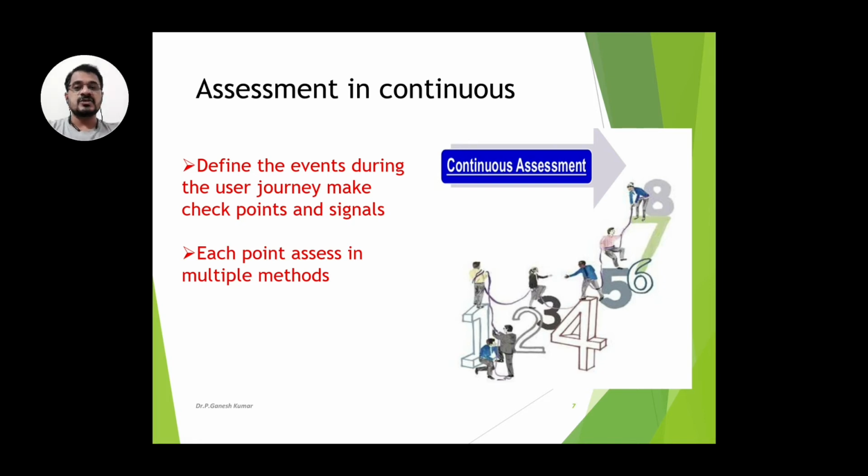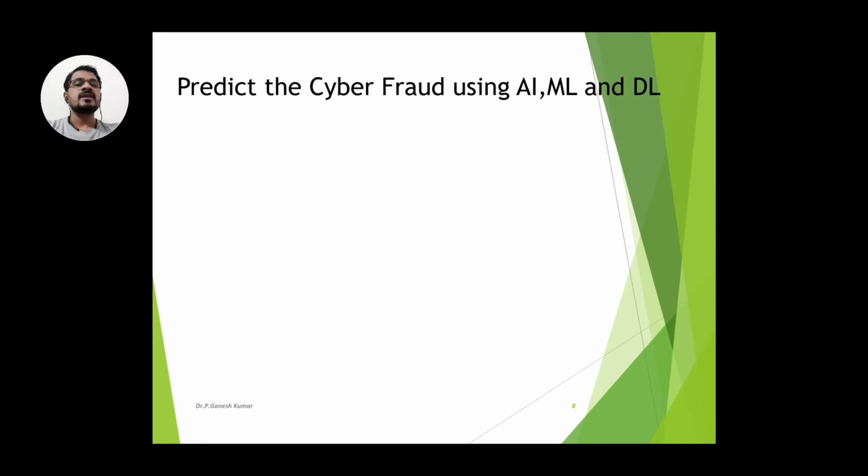In that way, we need to make multiple levels of continuous assessment, as well as evaluate the trustability in the system. This is what Gartner's CARTA approach is for the cyber fraud mechanism. Now, how do we predict cyber frauds with the help of AI, ML and DL?